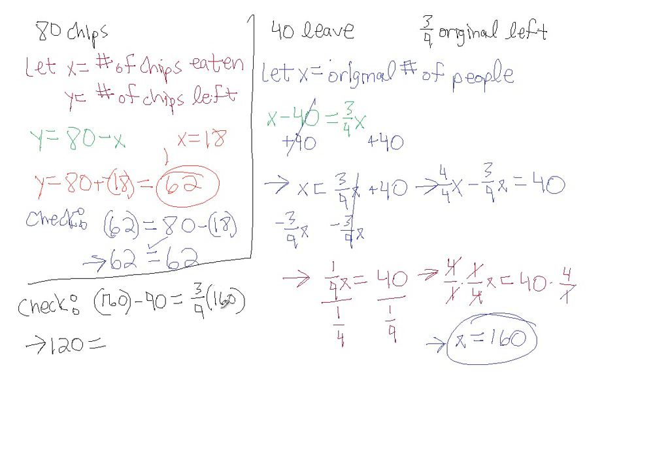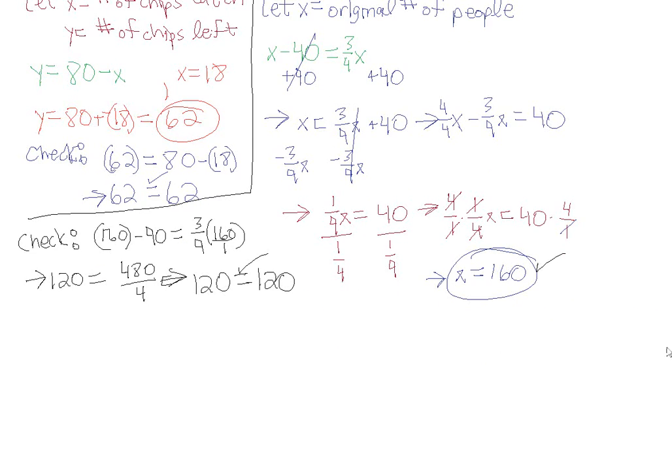3/4 times 160. Well, we can write this over 1, and we're multiplying two fractions, so we multiply straight across the top, numerator, numerator, denominator, denominator. 160 times 3 is 480, and 4 times 1 is 4. And let's rewrite this. 120 is on this side. 480 divided by 4 is 120. 120 equals 120 is a true statement, which means x equals 160 is the correct answer. It's a valid solution. Okay? So we always want to check our answer to make sure we got it right. It just takes a little bit more work, but it's well worth it.